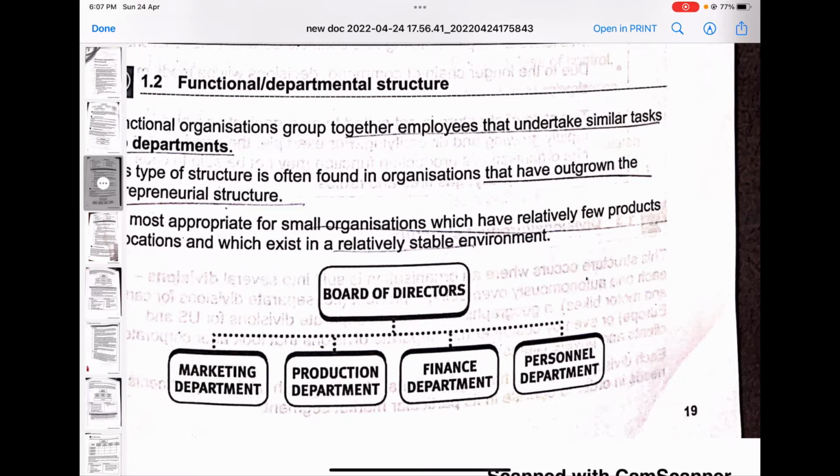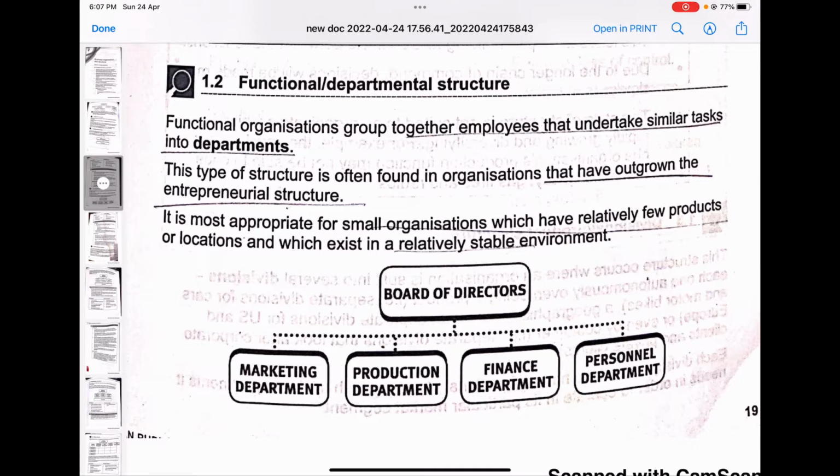So what are functional organizations? Functional organizations group together employees that take on similar tasks into departments. This type of structure is often found in organizations that have outgrown the entrepreneurial structure. It is most appropriate for small organizations which have relatively fewer products or locations and which exist in a relatively stable environment. When a group of people are doing similar tasks, or are in the same department or providing the same function, they're all grouped together. For example, the marketing department, the production department, the finance department, the personnel department, etc.